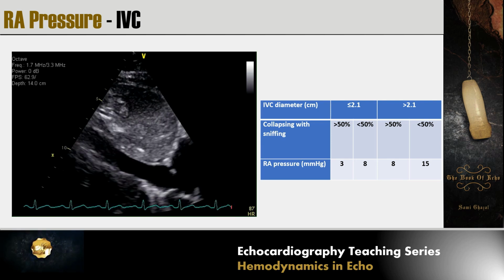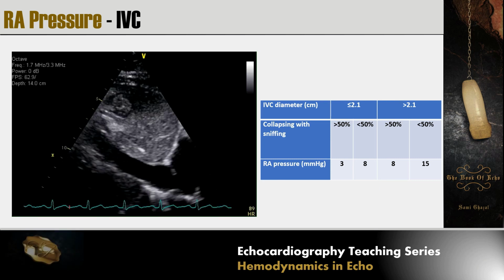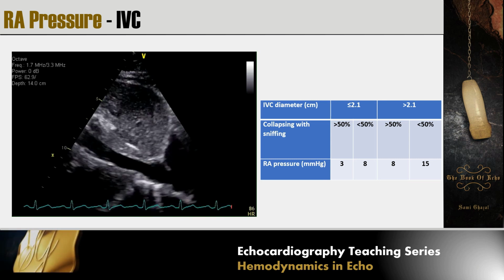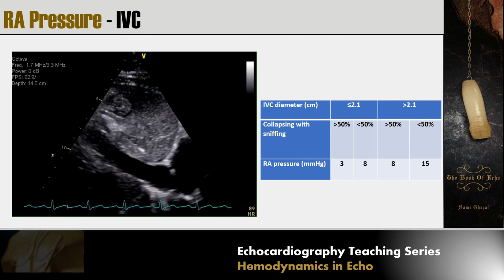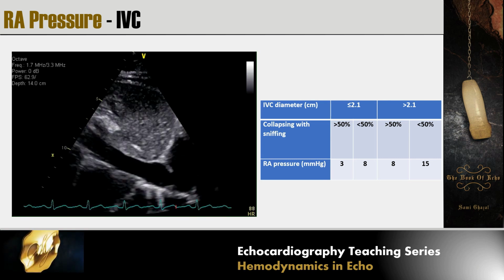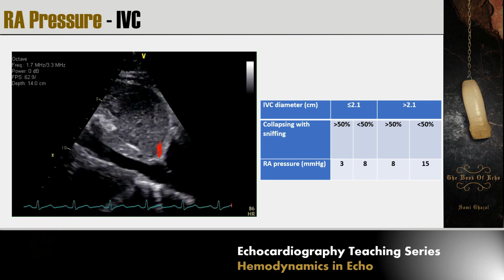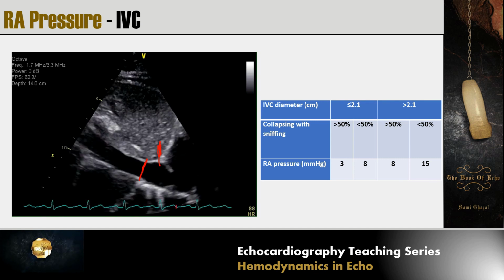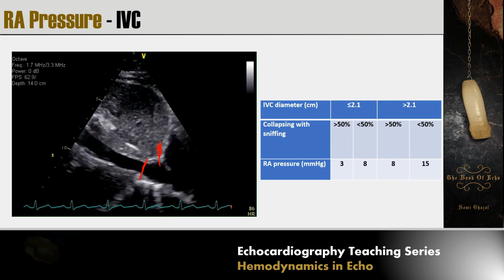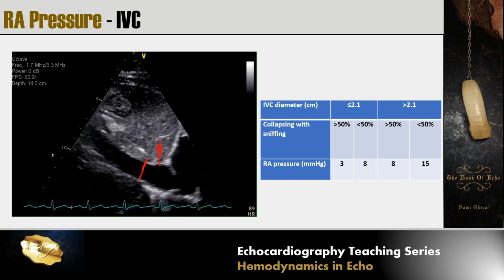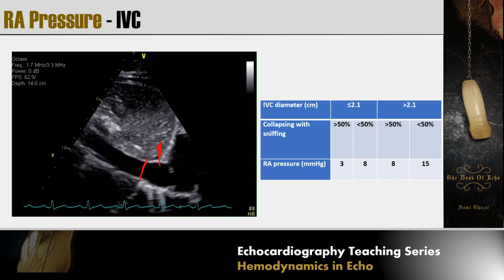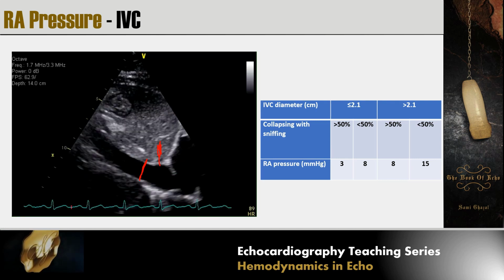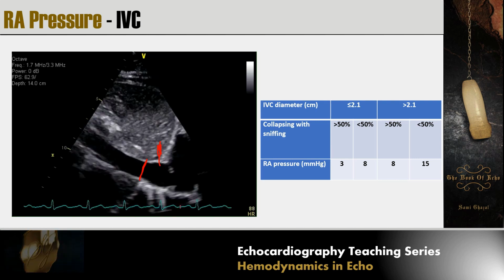To measure the size, we measure the maximum size, the bigger size, around 1 cm to 2 cm away from, or proximal to, the hepatic vein. So we see this hepatic vein, and we measure around here. And we then measure collapsibility with sniffing. So we ask the patient to sniff, and we observe how much the IVC collapses.